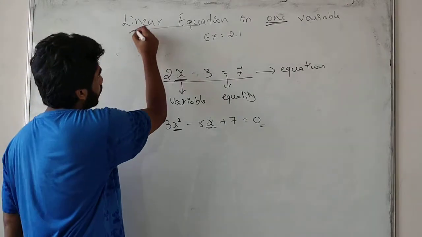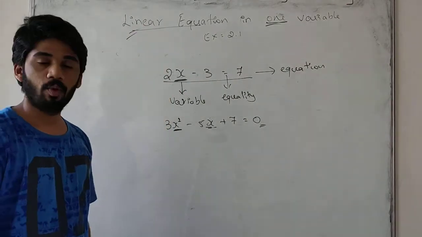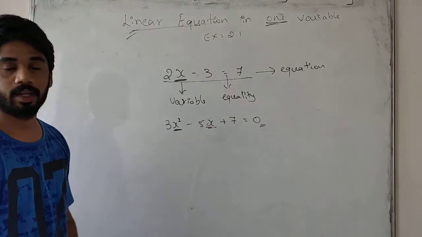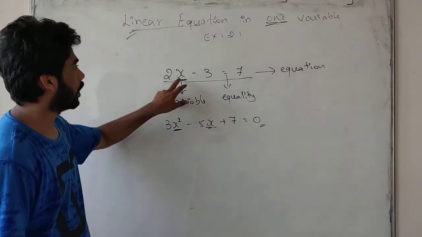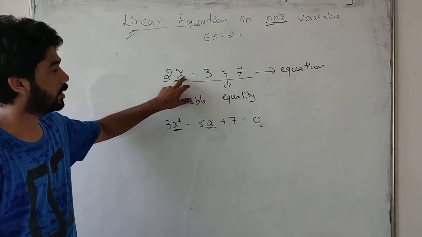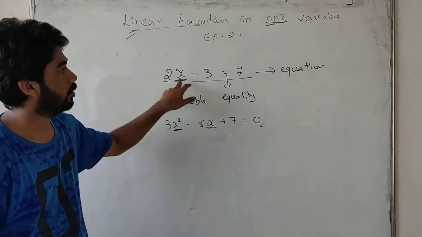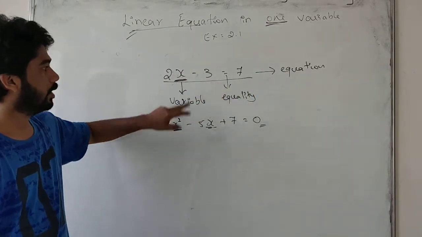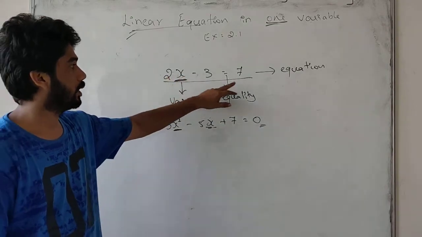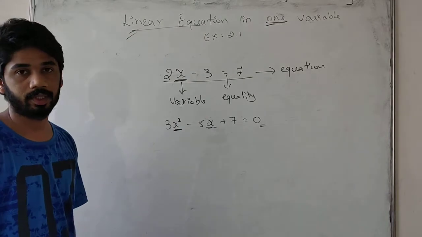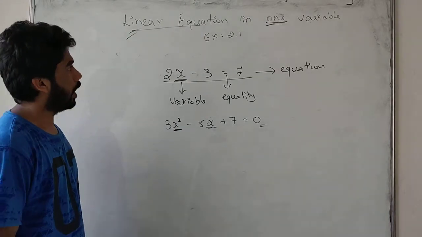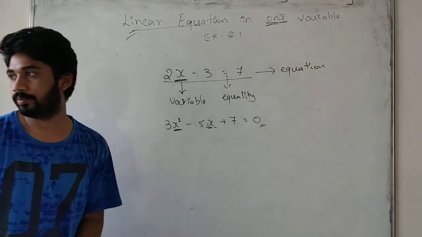This is the topic of the exercise. There is nothing more than this concept, so I will go directly to the exercise. Students, 2x minus 3: here x is the one variable, and in this equation there is one variable, with the equal-to sign in between. This is a complete one variable linear equation. Note it down. I go directly to the exercise.